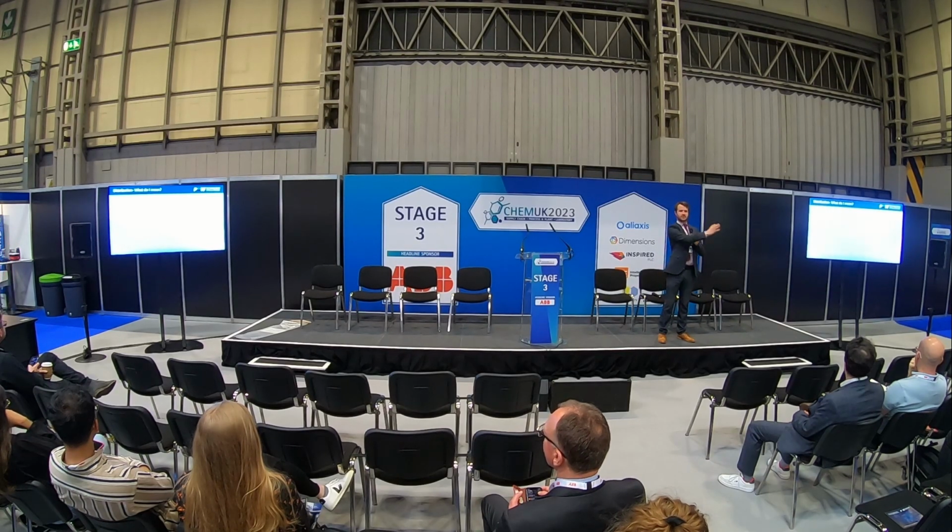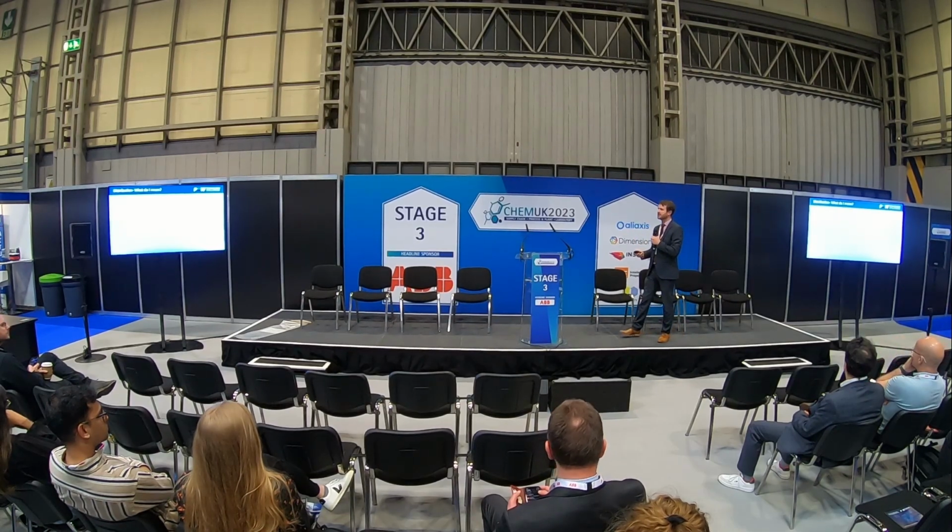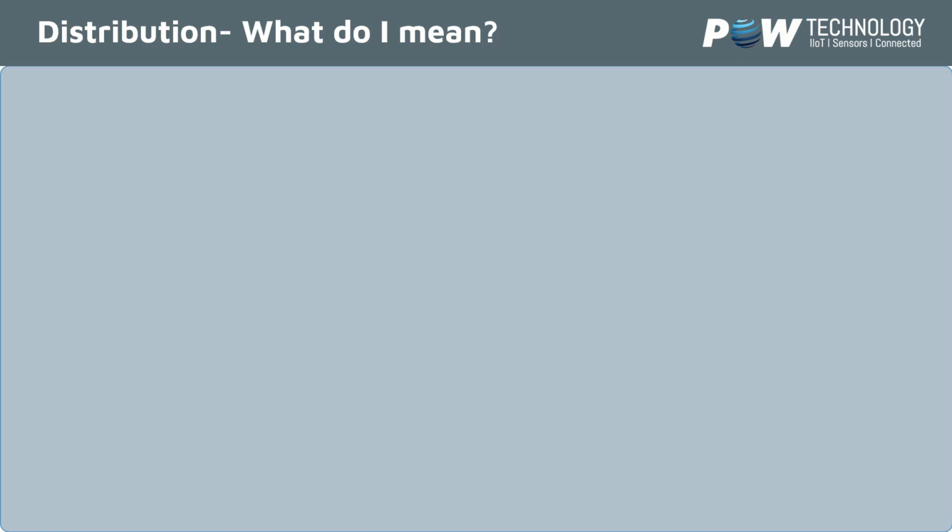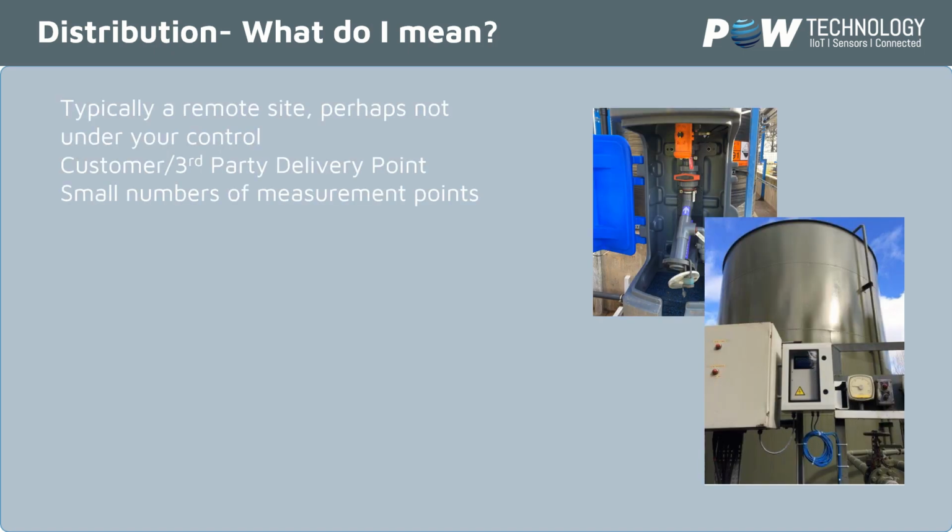So we're in the operational site, we've collected that data. We've also got distribution sites out there in the world. These are very often remote. They might not be under your control. They could be a third-party site that you're a supplier to. Could be a customer's site. Could be a mix of both. It might be just a delivery point that you've got there. And there might be a small number of measurement points on site that we want to collect.